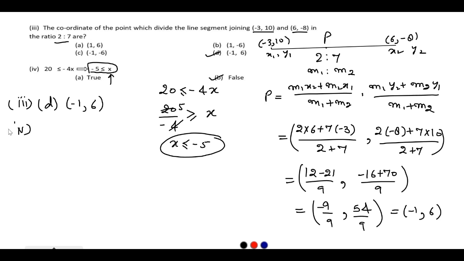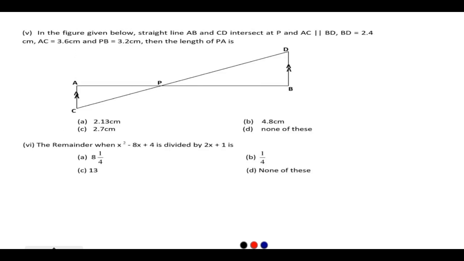Now mention your answer. Come to the next part. In the figure given below, straight lines AB and CD intersect at P. AC is parallel to BD. BD is 2.4 centimeters, AC is 3.6 centimeters and PB is 3.2 centimeters. Then find the length of PA.